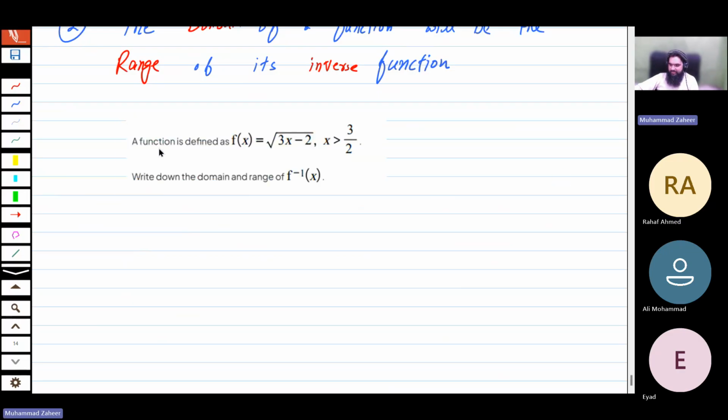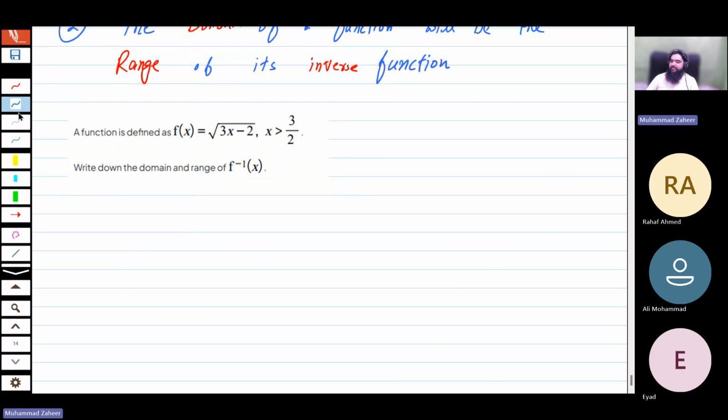Let's understand it by an example. He says that a function is defined as f of x is equal to the square root of 3x minus 2, and x is greater than 3 over 2. You have to find the domain and the range of the function. He did not say that you have to find the inverse of this function. He just says that you have to find the domain and the range. Next, we have to find the domain of f of x. That is already given. The x value is greater than or equal to 3 over 2.